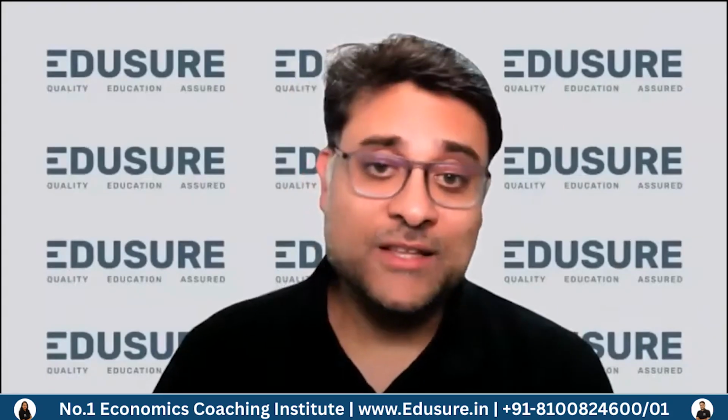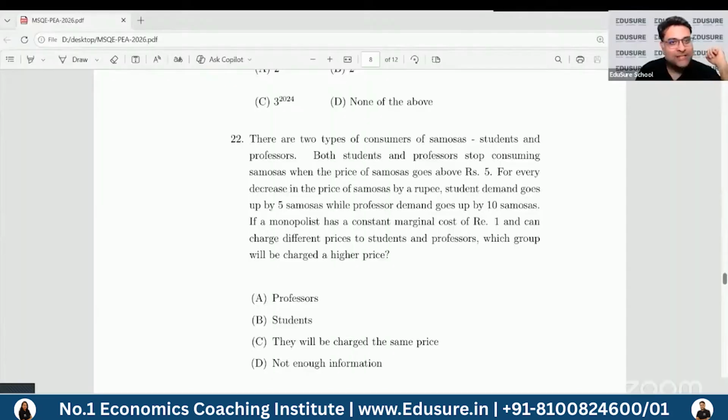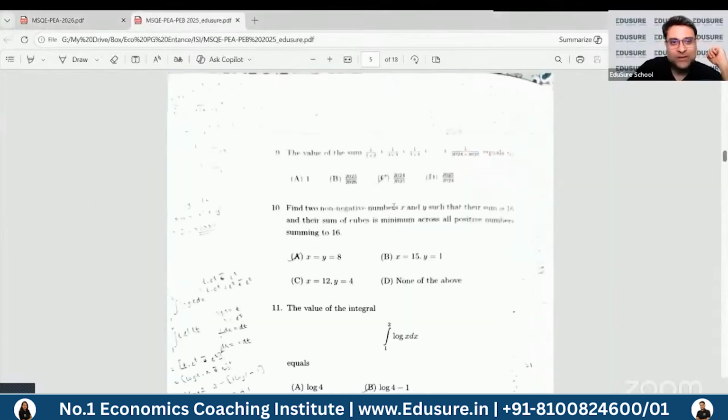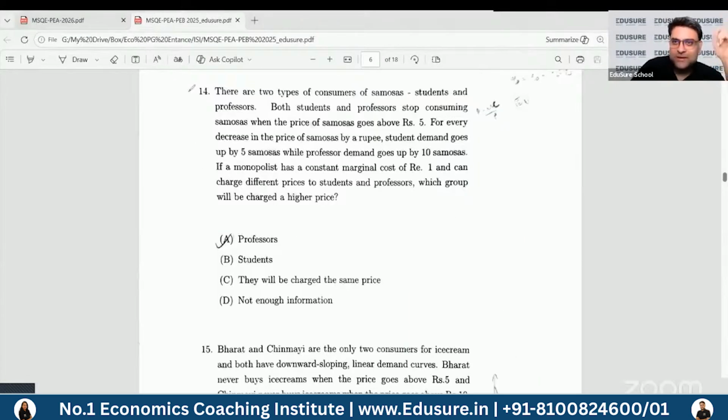So let's go into the problems. We'll start with ISI 2025 itself. So this is ISI 2025. And this is basically question number 14 for the question paper uploaded on EduSure's website. This is ISI 2025 PEA question number 14.